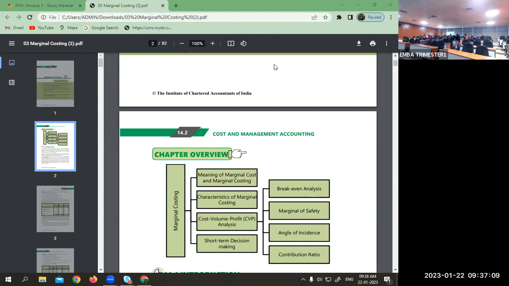Okay, what is prime cost? In cost sheet, what is prime cost? Raw material plus direct labor plus direct expenses equal to prime cost.